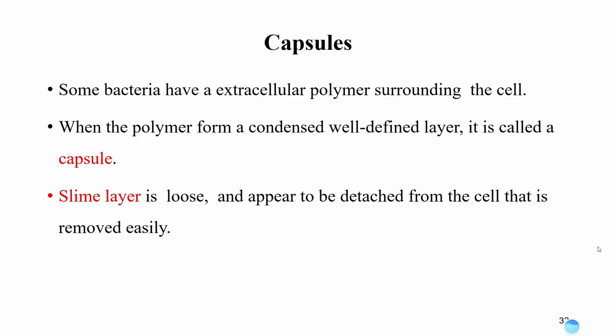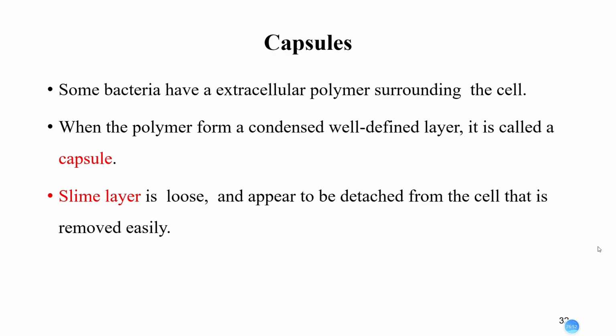But sometimes the capsule is very, very thin. You cannot even see it with a microscope. And it's loose, not condensed, it's loose. And you can easily wash them away by vortexing and centrifuge and get rid of them. And this structure, we call the slime layer. You know the meaning of slime, right? The sticky structure, slime layer. And the slime layer can be detached from the cell and removed easily.